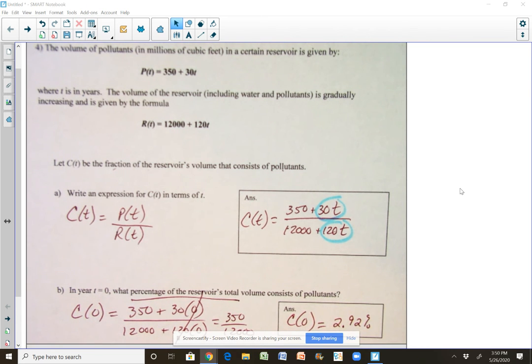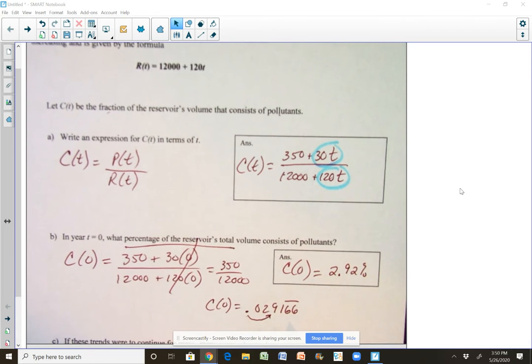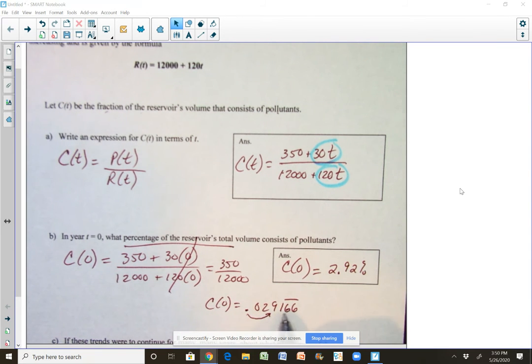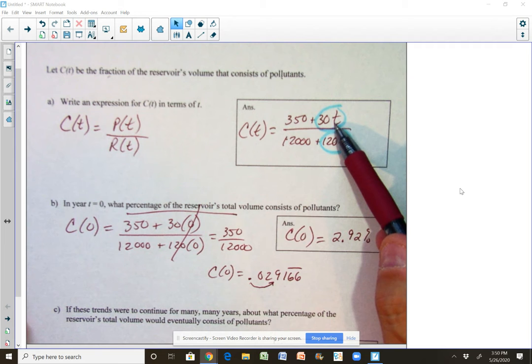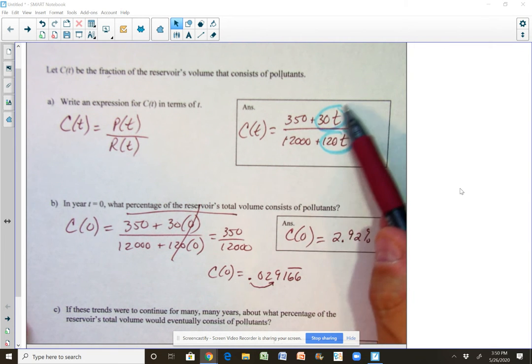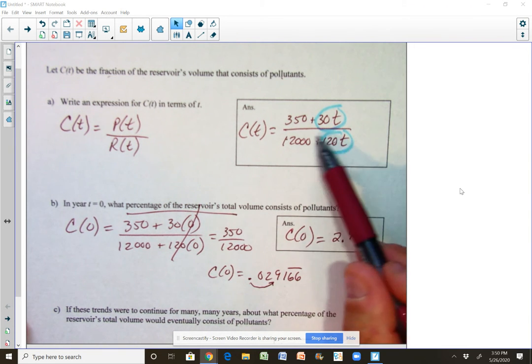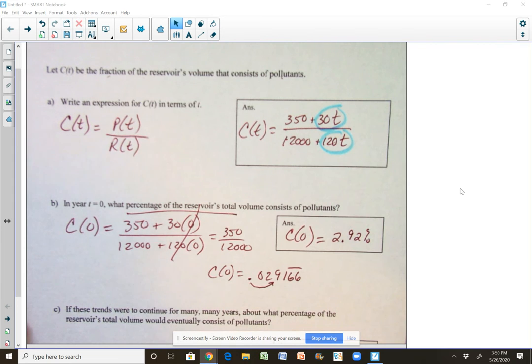So any question would tell you specifically what to round to. Okay, so this is where you have the decimal approximations for the percentages. So at time zero, that reservoir volume has a current pollution level of about 3%, roughly. Okay. Now, what happens as the time goes on and the number of pollutants increases as the volume of the reservoir increases? What happens to the overall level of pollutants down in the bottom?